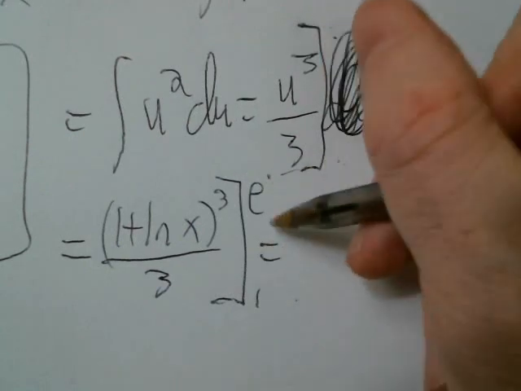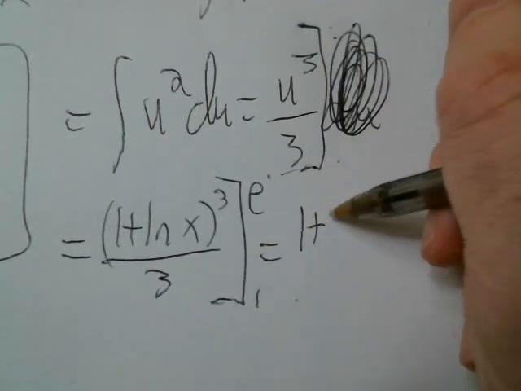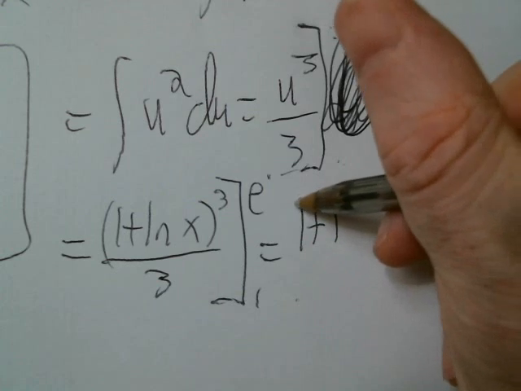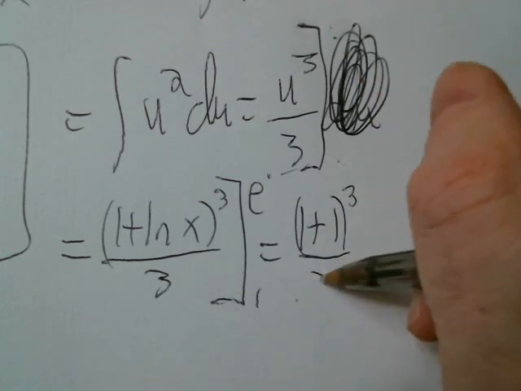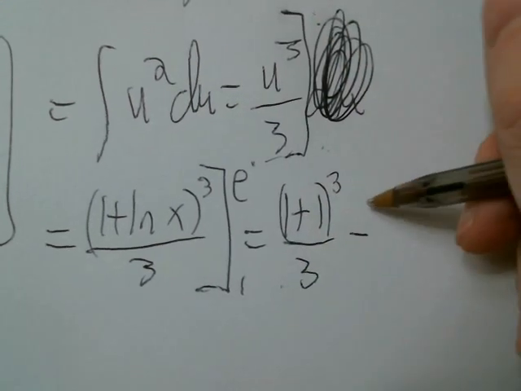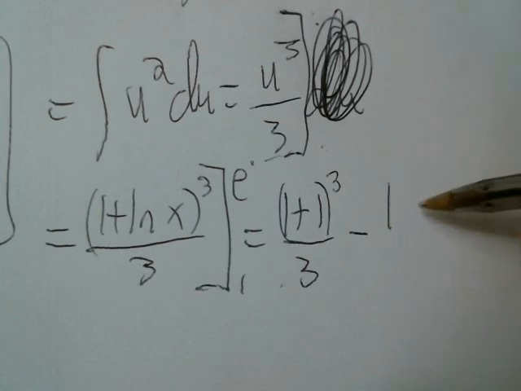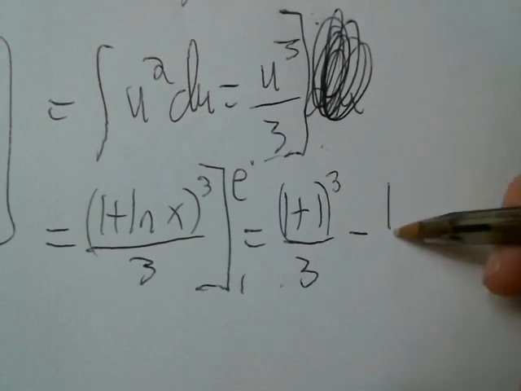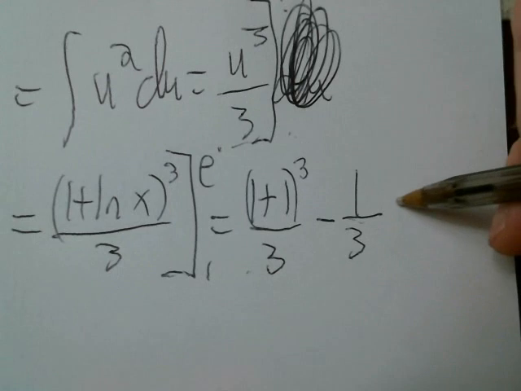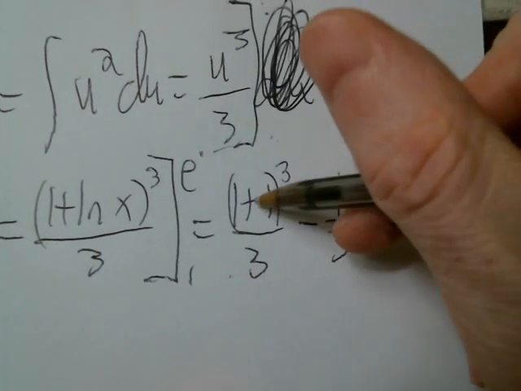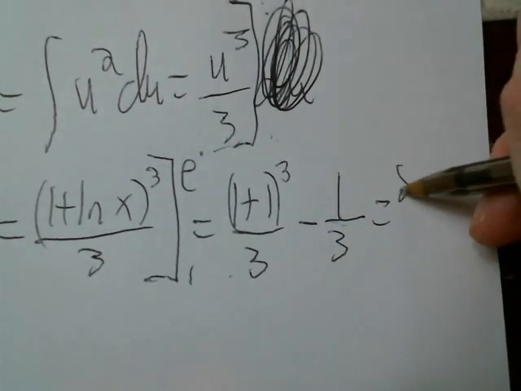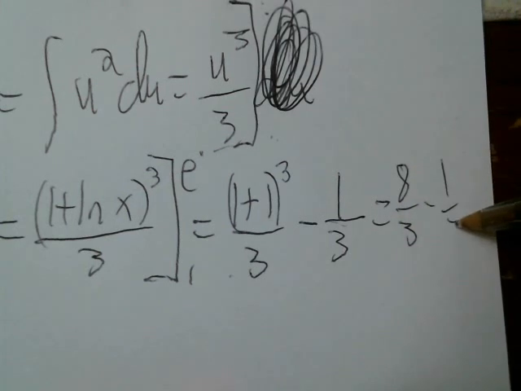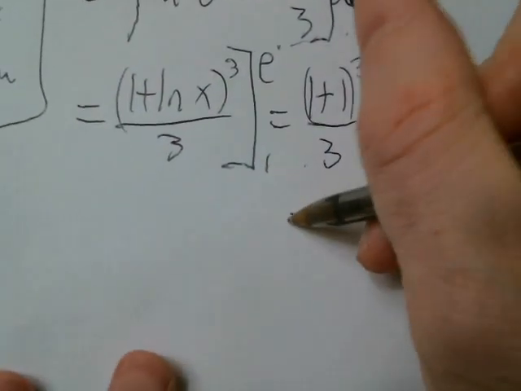Okay, so now I evaluate. I have 1 plus ln of e. ln of e is 1. Okay, so (1 plus 1) cubed all over 3 minus (1 plus ln of 1) cubed. ln of 1 is just 0. And then 1 cubed is 1, all over 3. Okay, so this will be 2 cubed is 8 thirds minus 1 third. And that'll be 7 thirds.